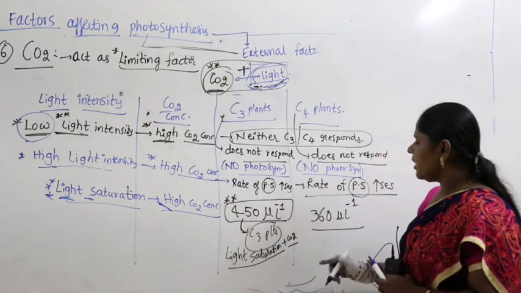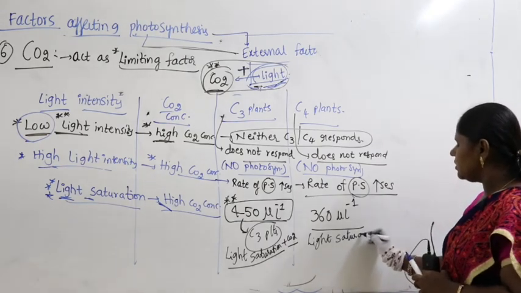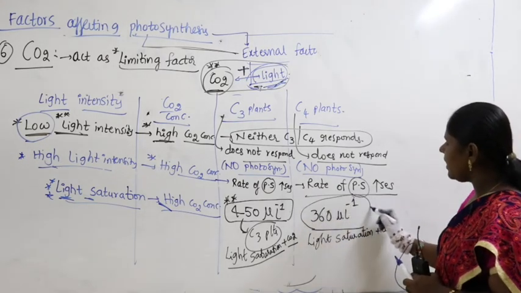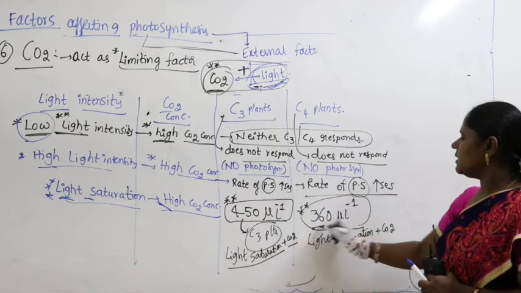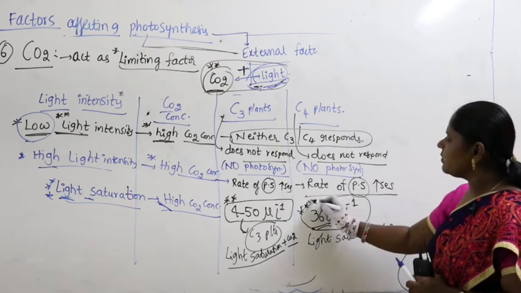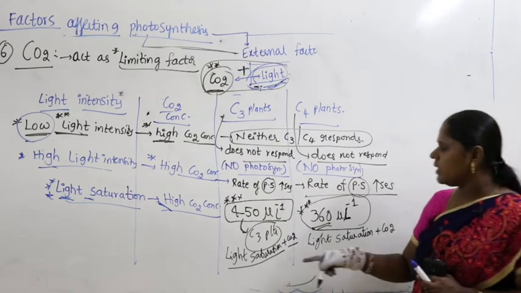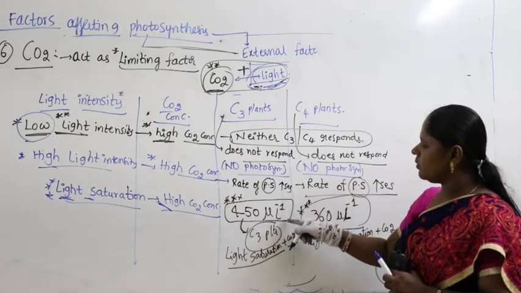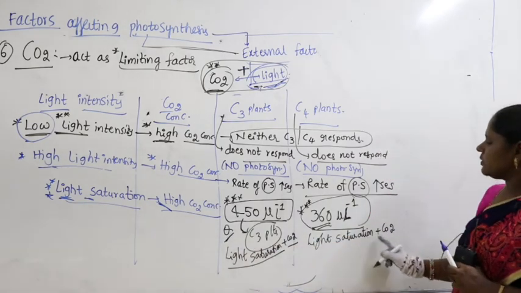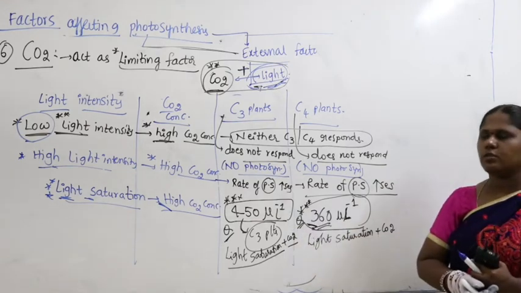Very, very important. Coming to the light saturation in coordination with carbon dioxide, means the amount of light absorbed by C4 plants, it will be taken as 360 microliters inverse, or you can write capital L. Even this is very, very important. Light saturation values along with carbon dioxide in C3 is 450 microliter inverse. Very, very important, you have a chance of getting this question. And the light saturation in terms of carbon dioxide for C4 is 360. Even this we can expect in the form of a question.